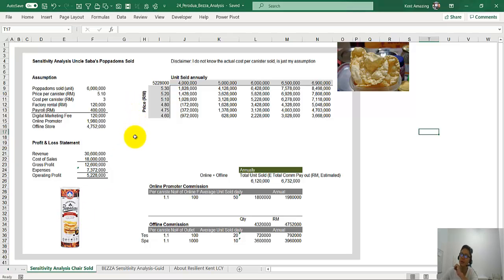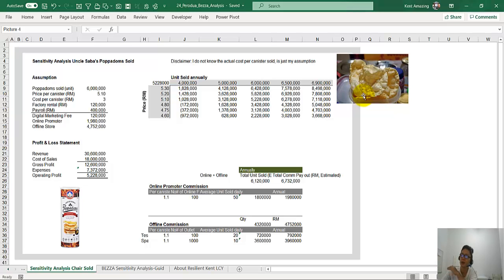So I created a sensitivity analysis based on that, and I also visited their website and did some research. So what is a poppadom? In Malaysia, we have Indian restaurants where we ask for nasi biryani, and it also comes with poppadoms. Eating it together with the nasi kandar is just so delicious.